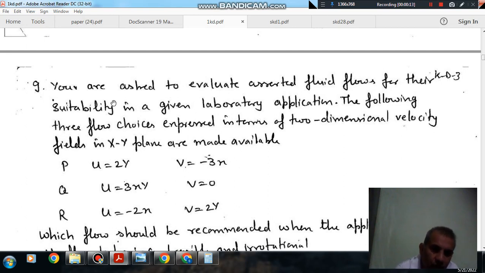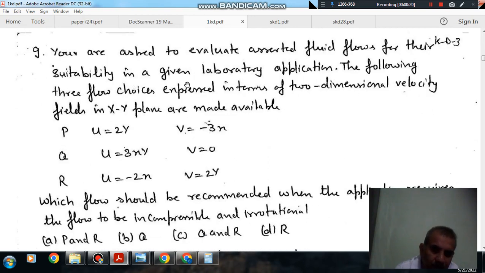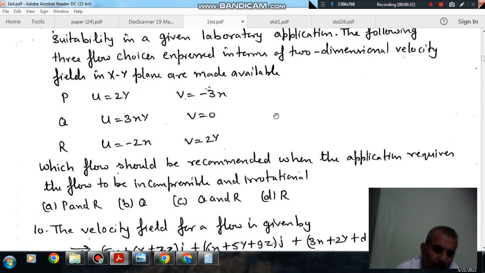Question number 9: you are asked to evaluate asserted fluid flow for their suitability in a given laboratory application. The following three flow choices expressed in terms of two-dimensional velocity fields in the xy plane are made available. P: u is equal to 2y, v is equal to minus 3x. Q: u is equal to 3xy, v is equal to 0. R: u is equal to minus 2x, v is equal to 2y.